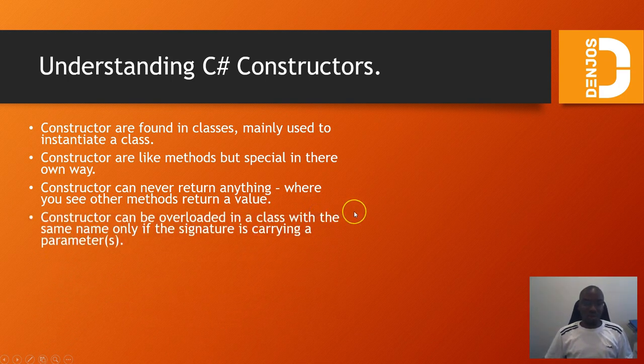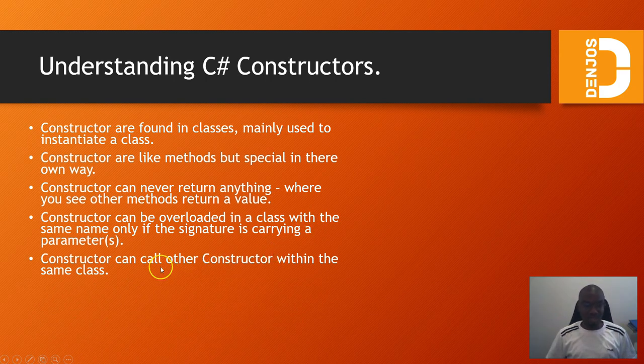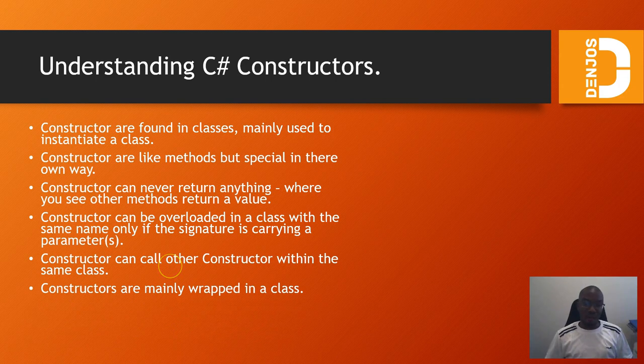Where you see other methods returning values, constructors do not do that. A constructor can be overloaded in a class with the same name, only if the signature carries a parameter or parameters. I'll demonstrate that later. A constructor can call other constructors within the same class. I'll show you how to do that as well. That's quite simple. Constructors are always wrapped in a class. You see them inside a class. That's where they belong.